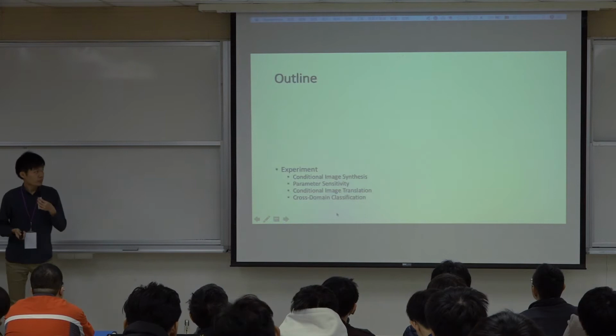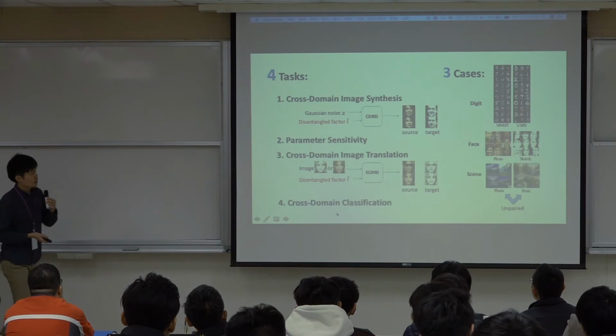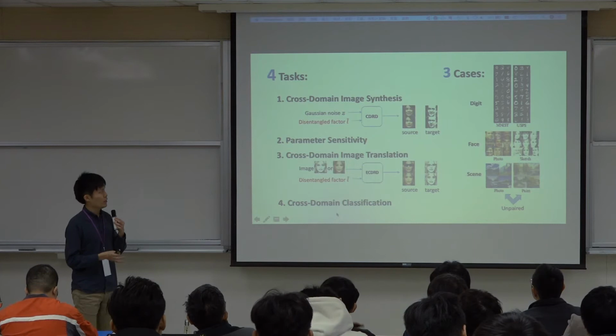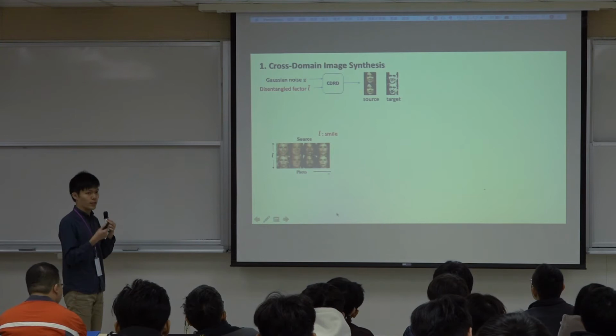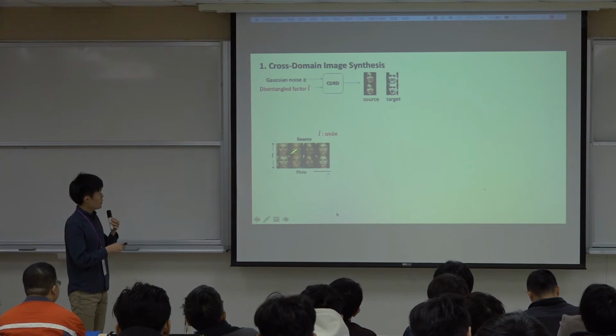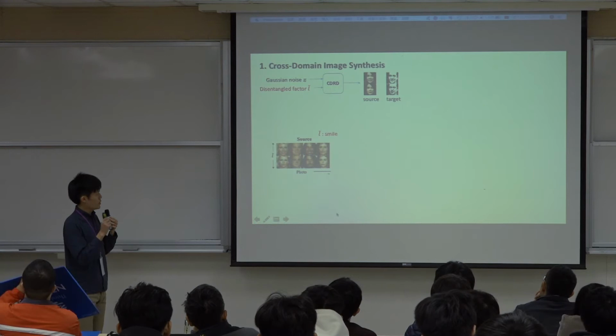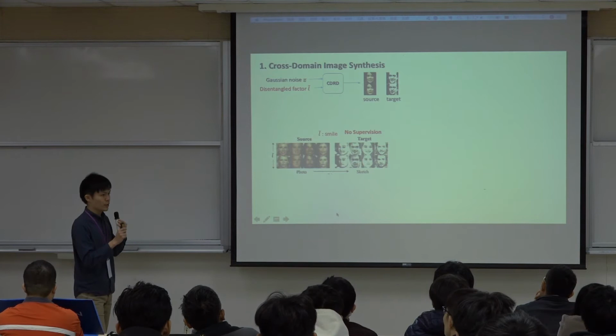So let's talk about our experiments. We do four different tasks and apply this model on three different scenarios: the digit, the face, and the scene. The first one is we try to include the Gaussian noise and different disentangled factors. We try to synthesize cross-domain data. You can see right here, we can manipulate a smiling attribute to synthesize different data. But even without supervision, we can also use this model to synthesize different data.